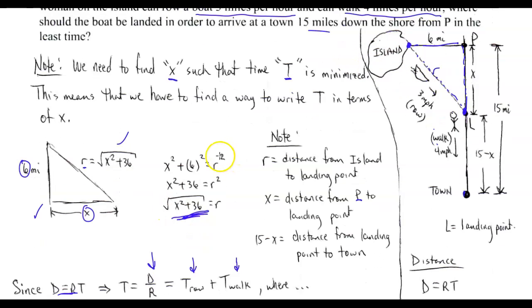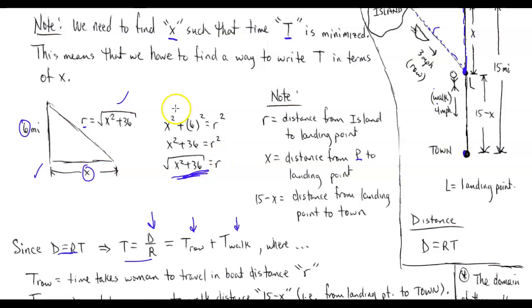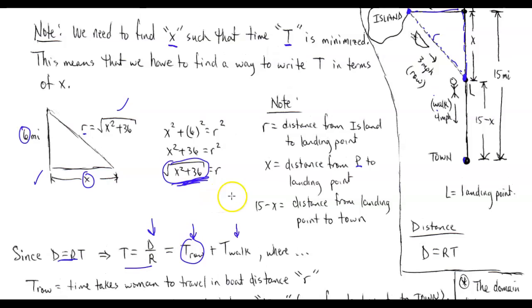Okay. So notice here that if she's rowing, distance is going to be this, and of course, the rate is going to be this 3 miles per hour. So we could literally take the square root of x squared plus 36, divide that by 3, and that's going to be the time that it takes rowing in terms of this variable x here. Okay.